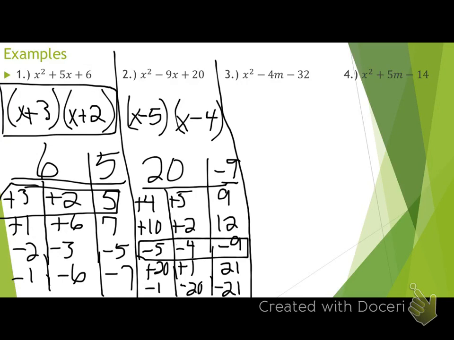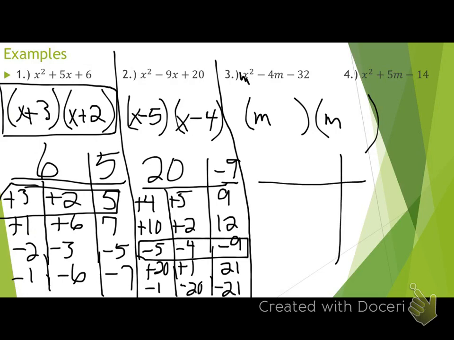Number 3. First step, fill in my parentheses. Let's say this is an m squared. What are my variables? M. Fill out our t-chart. What's my c value? Negative 32. My c value is my constant, my number without a variable. What's my b value? Negative 4.